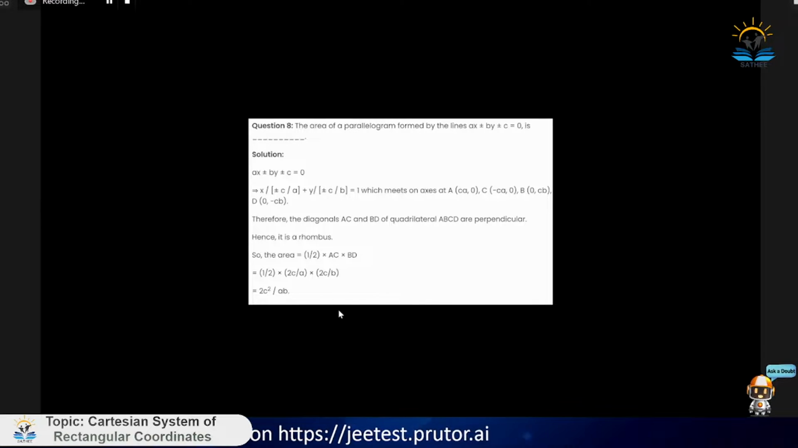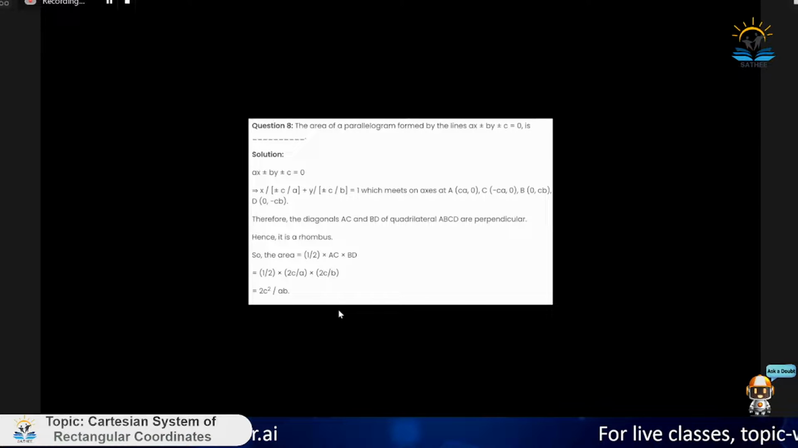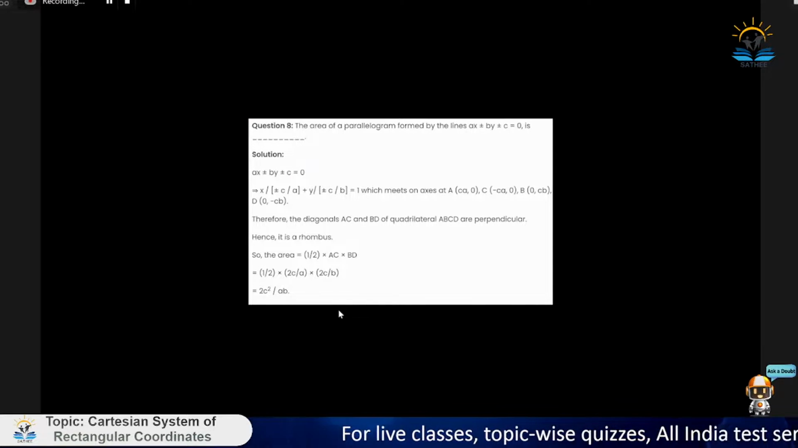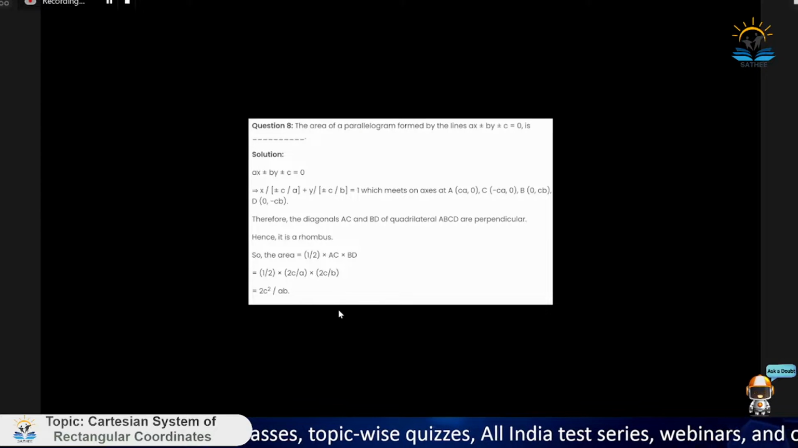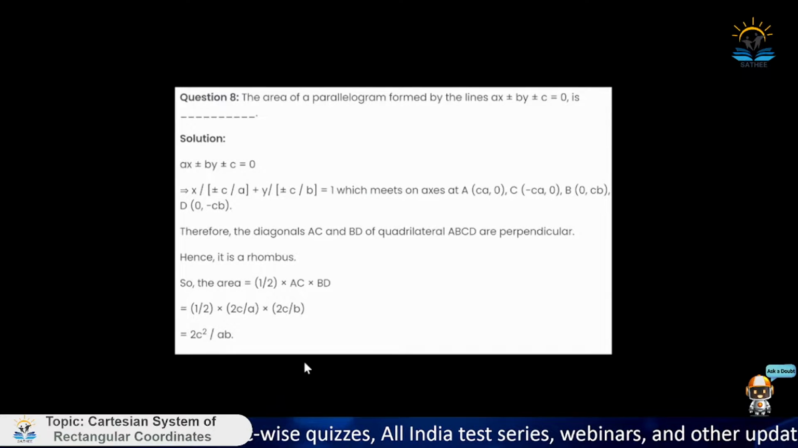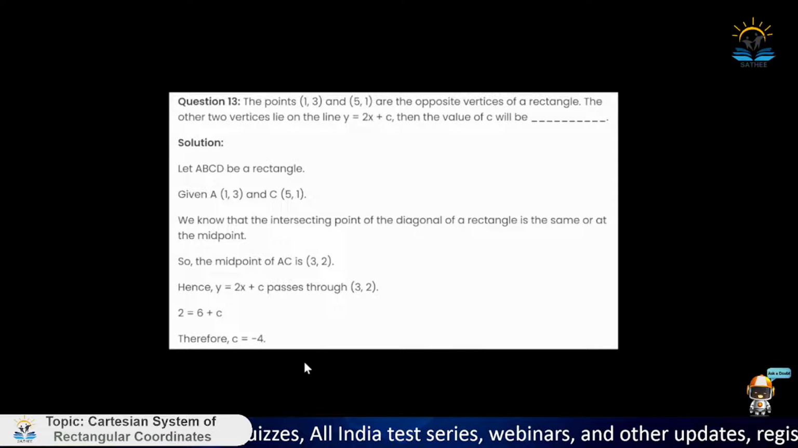So we can also see from the question that if the lines are in the form ax plus or minus by plus or minus c, then obviously it should form a rhombus or a square. So from that you can say it is a rhombus, and the area of a rhombus would be half into the product of the diagonals. So here AC into BD, which is nothing but 2c square by AB. So we'll go for the next question.